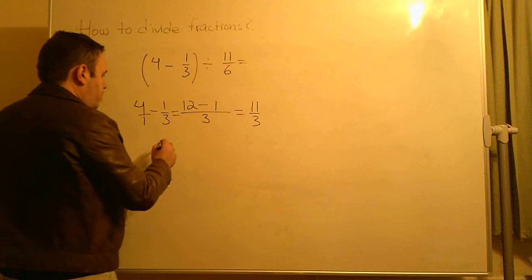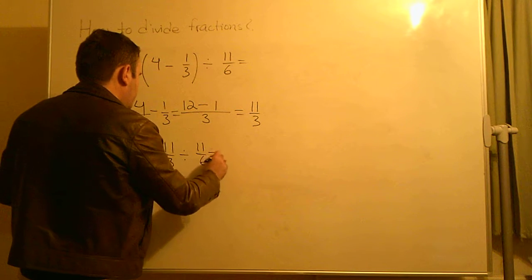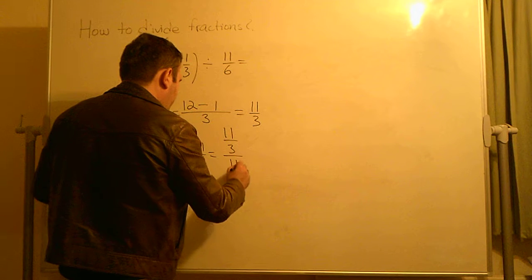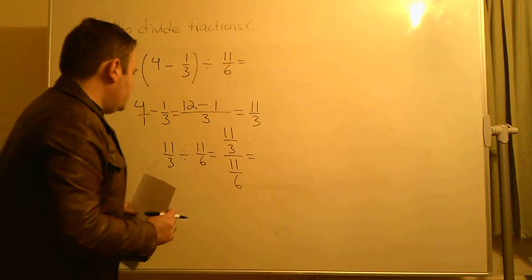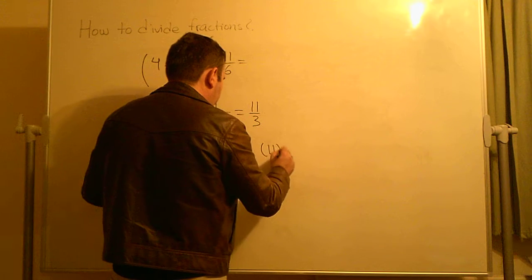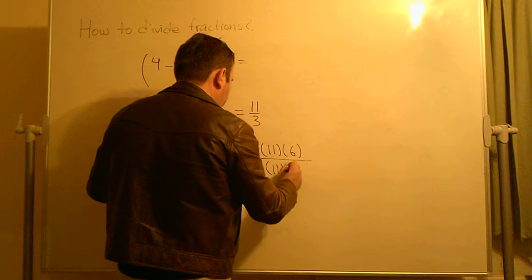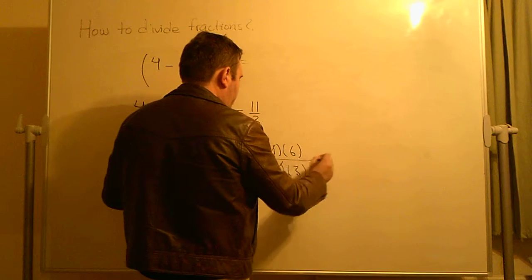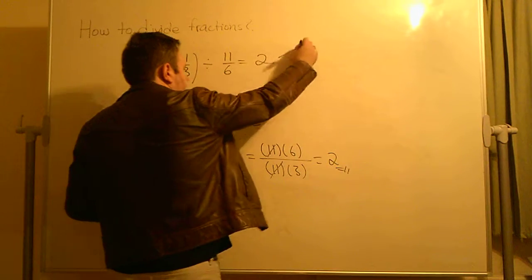So now we divide 11 thirds by 11 sixths. So we will have 11 times 6 divided by 11 times 3. 11 divided by 11 is 1, 6 divided by 3 is 2. So the final result would be 2.